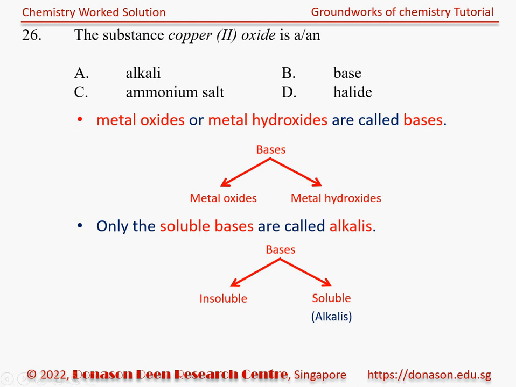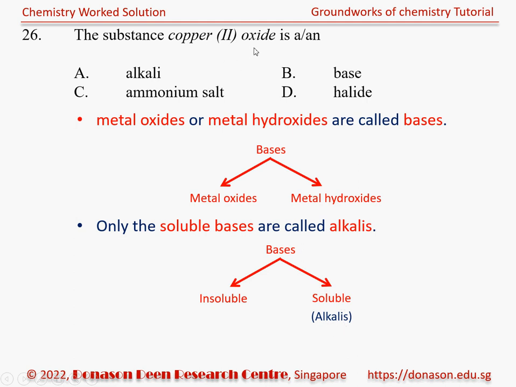Now, what is the difference between an alkali and a base? Of all the bases, as long as they are metal oxides or metal hydroxides, we would call them bases. But among the bases, some of them are soluble in water while the others are not. The insoluble bases, we just call them bases. We don't call them alkalis. Only those bases that are soluble in water, we would call them alkalis.